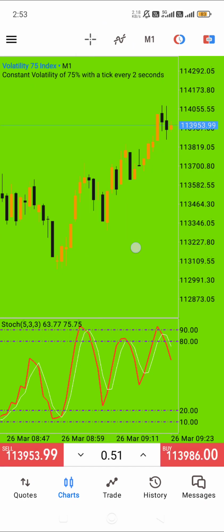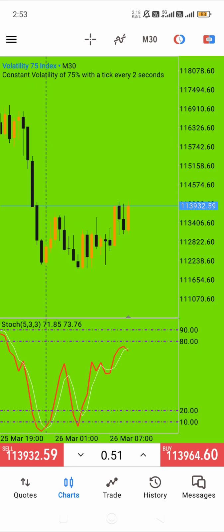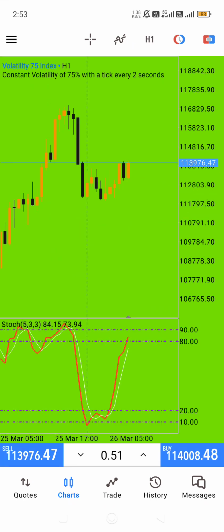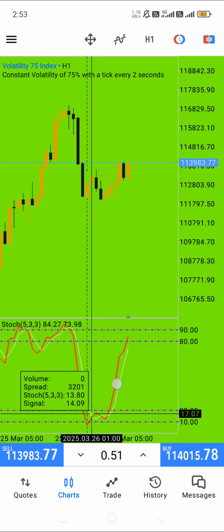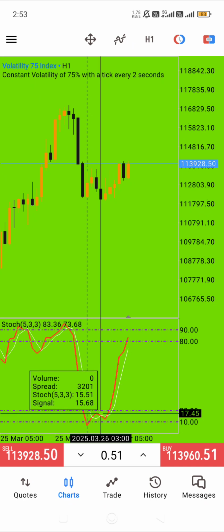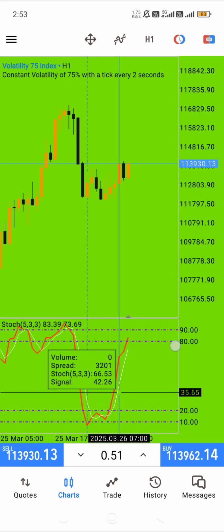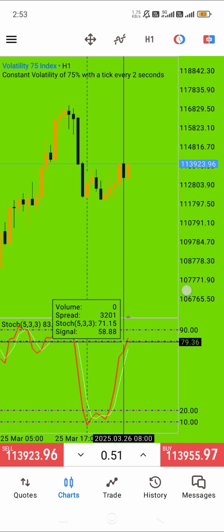But try the 30 minutes time frame, or perfect, the 1 hour time frame. Check this here, the 1 hour time frame. When the market crosses the 10 and 20 level, then the market goes upside. At the 80 and 90 level there is a touch up, but it will cross and go below 80, then you can trade. But wait for a confirmation. When it crosses both lines, then you can do a trade.